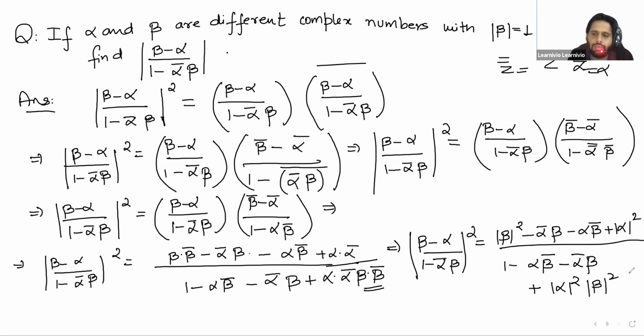Now Safan, can you tell me what is the value of modulus of beta? 1. So please put the value 1 over here and here. Then you will see the numerator and denominator are exactly the same. You can cancel the numerator and the denominator. Okay, please note down this. Try to do this now. Just put modulus of beta equal to 1 and hopefully you will be able to get the answer.